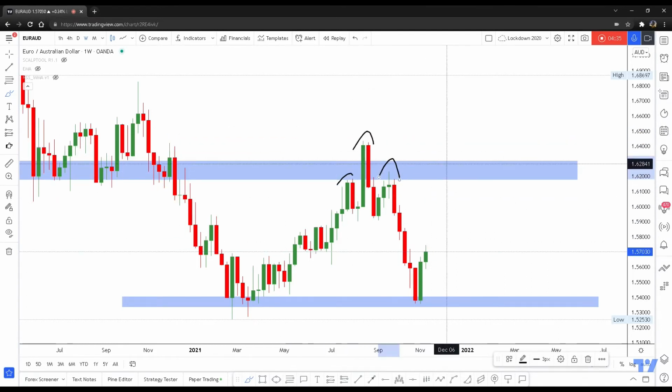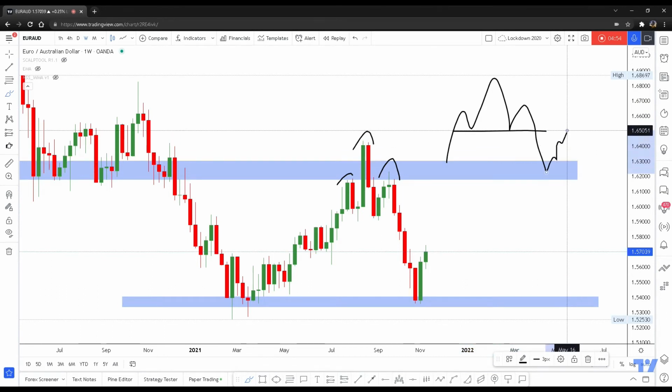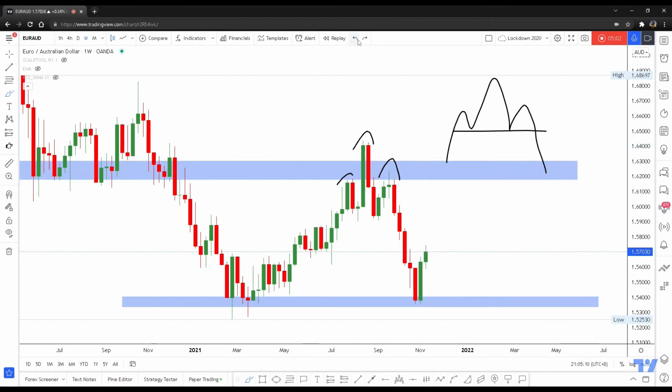So after a weekly head and shoulders pattern, what you would like to see the market do, most likely 90% of the time, is that after creating a head and shoulders, the market needs to make a correction to the neckline of this head and shoulders pattern before it can actually continue to make a push to the downside.